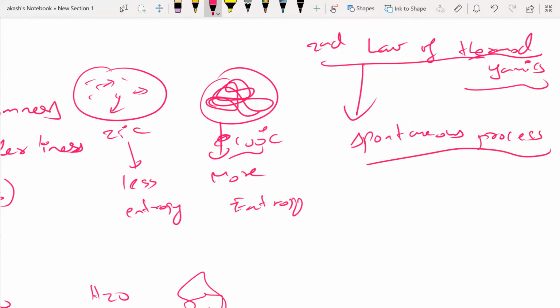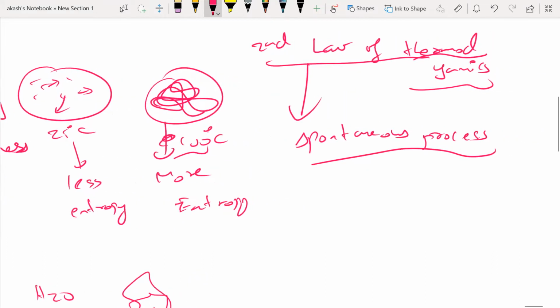What do you mean by a spontaneous process? A spontaneous process is one which is going to happen on its own. What do you mean by happening on its own? We don't have to do anything for the process to happen. The process will happen on its own. Again, in terms of energy, you can say that you do not have to spend energy for the particular process to happen.